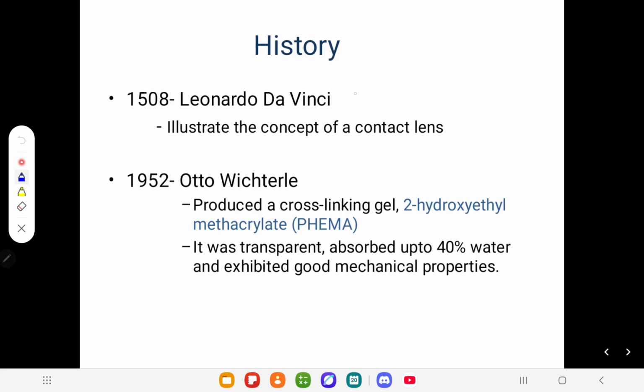We know Leonardo da Vinci illustrated the concept of the contact lens, and in 1952, Otto produced the first cross-linking gel that is still used. That is HEMA, hydroxyethyl methacrylate, polyHEMA or PHEMA. It was transparent and absorbed around 38 to 40% water content, and exhibited good mechanical properties. That was the first soft contact lens material.